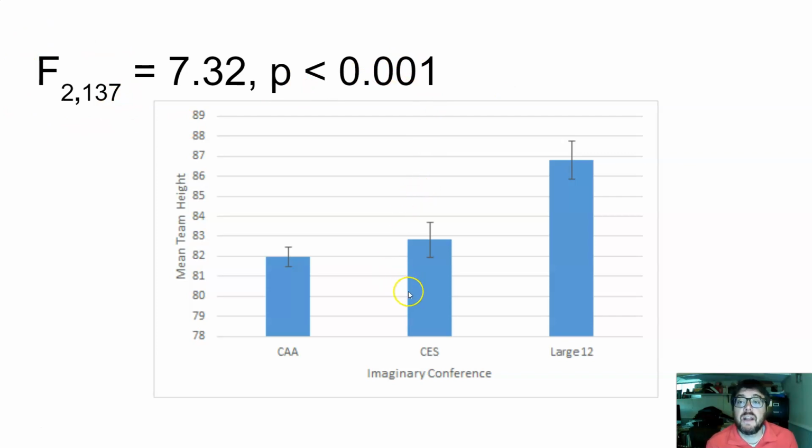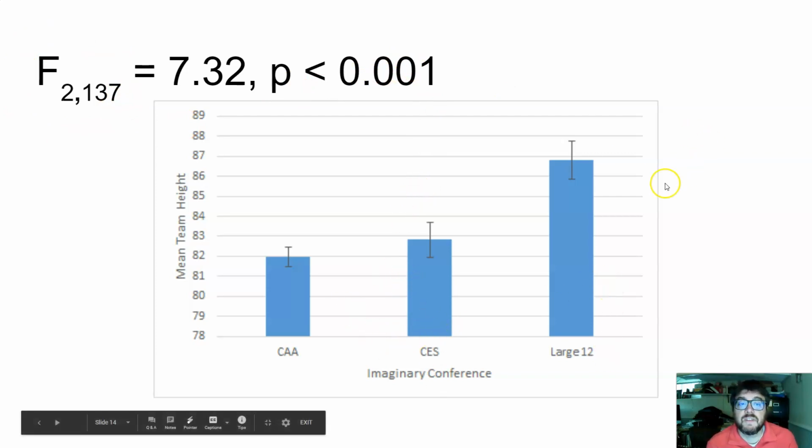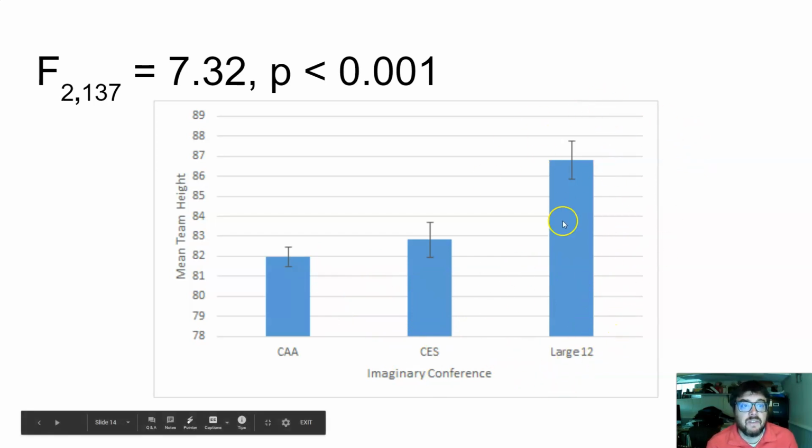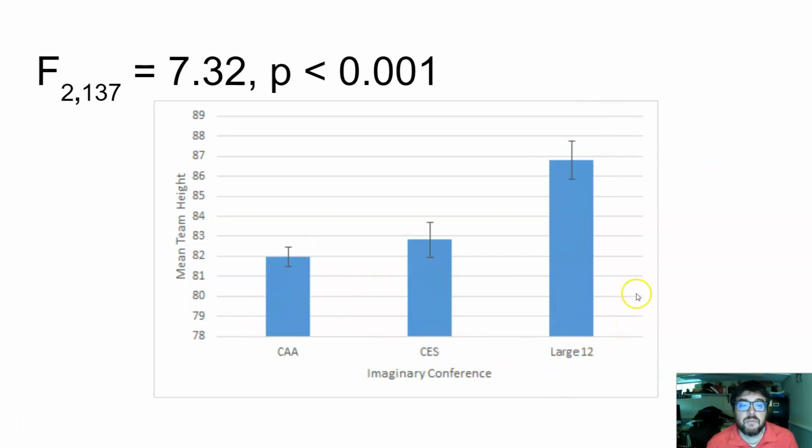So that would be interpreted as that at least one of these groups is bigger than at least one of the others. And so we would say probably this large one is being drawn from a different population than these two, just based on the way this graph looks. And that would be how you report the ANOVA.